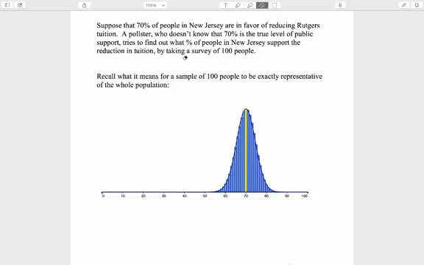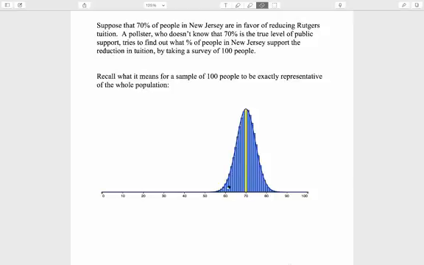How? By taking a survey of 100 people. First, recall what it means for a sample of 100 people to be exactly representative of the whole population. The histogram would look like this. We think of each individual person as a Bernoulli trial. The experiment here is to run 100 independent Bernoulli trials, where in each trial there is a 0.7 probability that the person supports the tuition reduction and a 0.3 probability that the person does not.